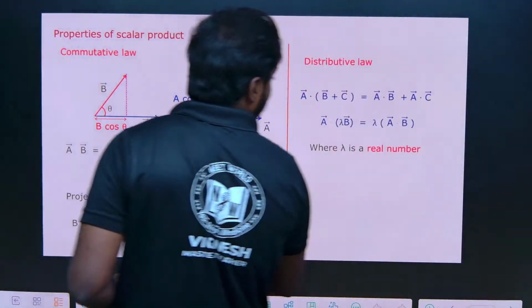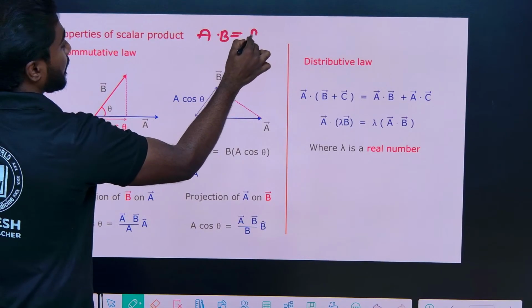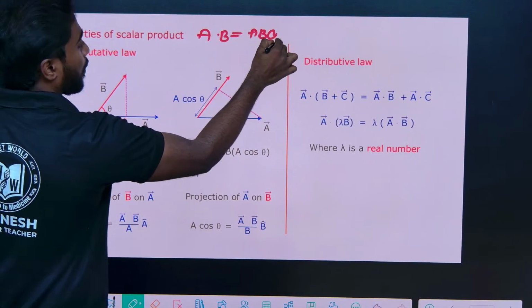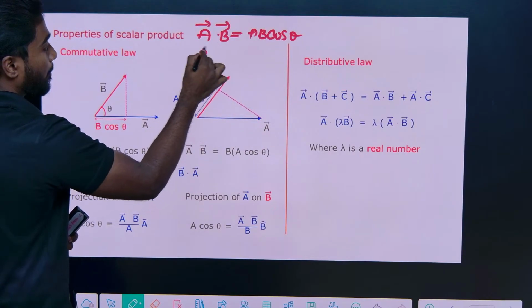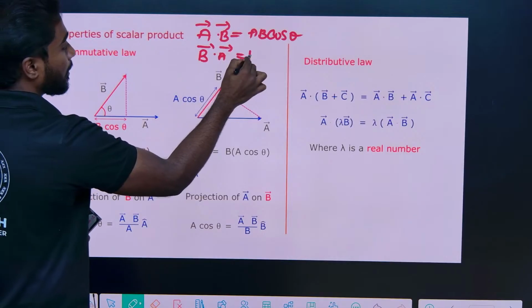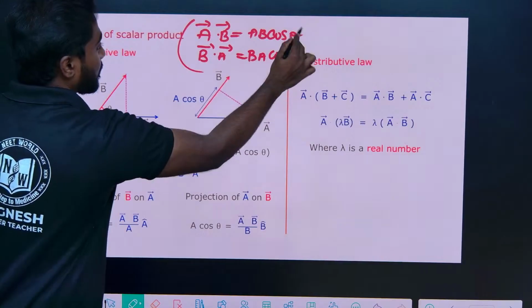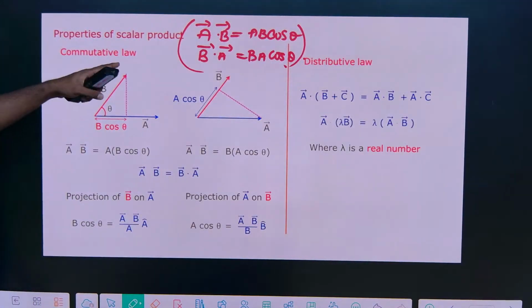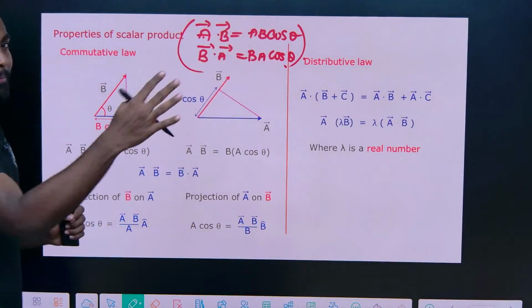So when I take A dot B, I will get AB cos theta. And if I take B dot A, I will get BA cos theta. So for the commutative property, both the values are the same. I am taking only numbers, like A is 5, B is 10.